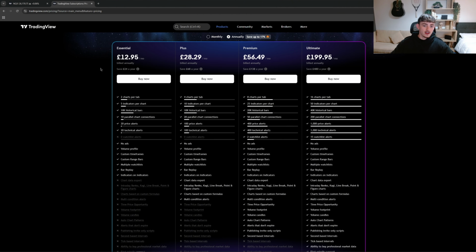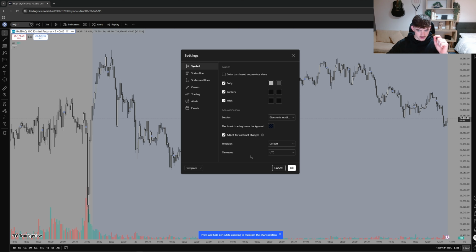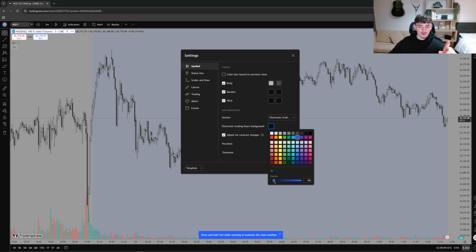With this, you get two charts per tab, five indicators per chart, 10K historical bars, 10 parallel chart connections, 20 price alerts, 20 technical alerts, and the 20 price alerts, by the way, is actually really convenient. That's actually really good to use. No ads, volume profile, custom time frames, custom range bars, multiple watch lists, bar replay, and indicators on indicators. That's what you need. That is pretty much everything you'll need to get started. Also, just another thing I just realized, electronic trading hours background. If this is up, then you can just take that to zero.